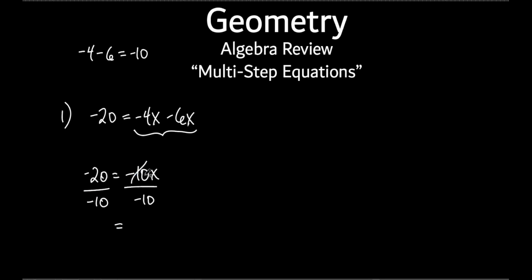And this negative 10 cancels out. We're left with the x over here on the right. Negative 20 divided by negative 10. Negative over negative is positive. 20 over 10 is 2. You could circle that. That's fine. I just like to write it like this. I just think it looks nicer. So I put x equals 2.